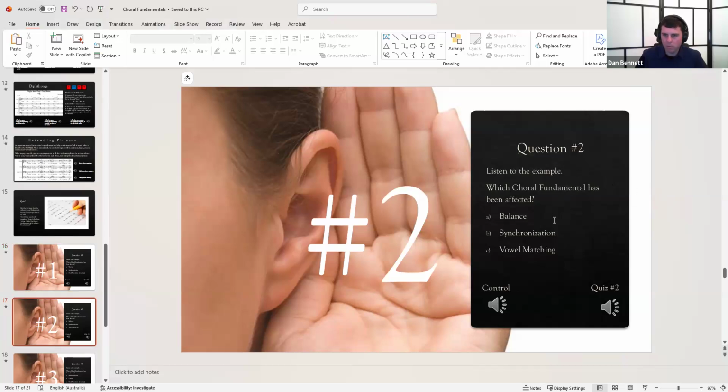So in this example, same song. One of these three has been affected: balance, sync, and vowel matching. So I'll play the control example one more time.